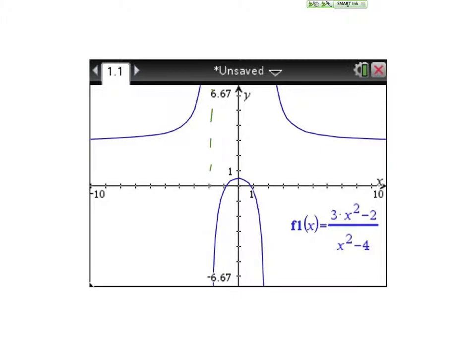2 and negative 2. So notice, what is my graph doing as we get close to those two vertical asymptotes? It's going up or it's going down. My horizontal asymptote was 3. And notice, what is my graph doing out on the ends? It is leveling off at that y value. Okay, so that's what your vertical and horizontal asymptotes tell you about your graph. Let's try another one.